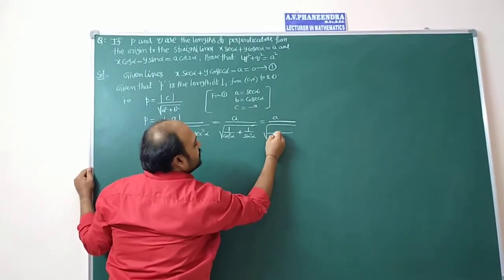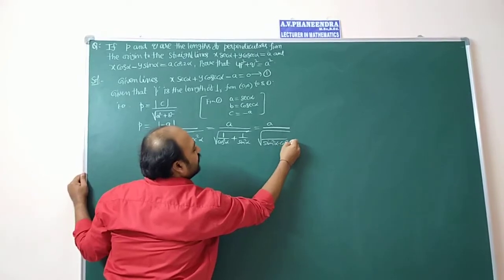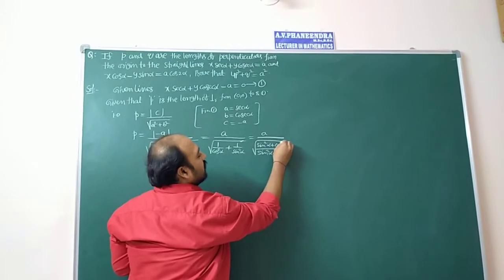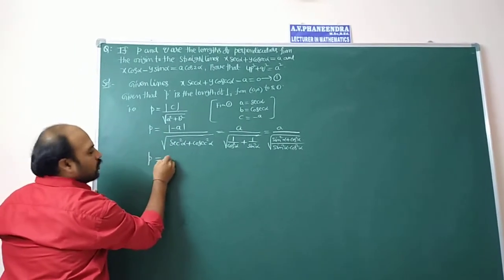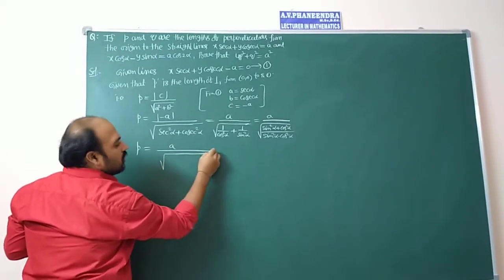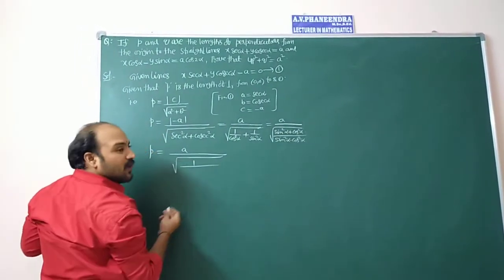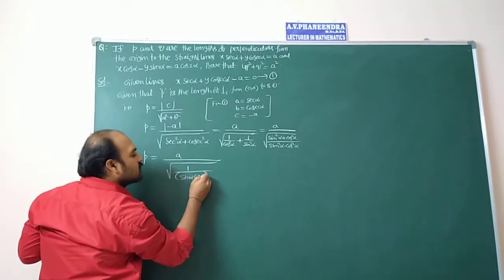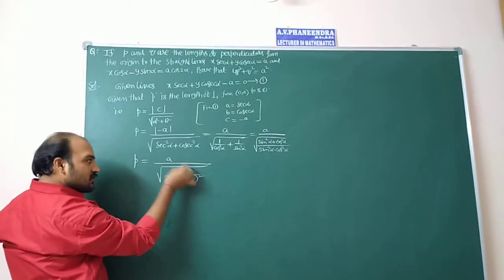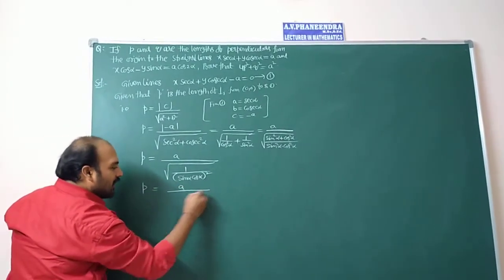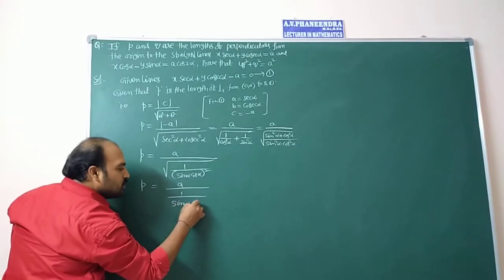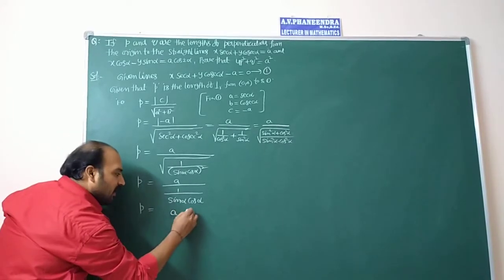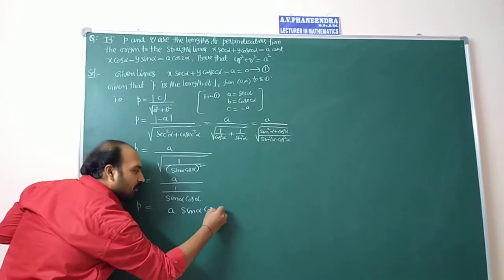Take LCM here, sin square alpha into cos square alpha in the denominator. So in the numerator it will become sin square alpha plus cos square alpha. P equal to a divided by square root of, in numerator sin square alpha plus cos square alpha value is 1, and denominator both are having squares, so we can write it as sin alpha cos alpha whole square. Root and square cancel. P equal to a by 1 by sin alpha cos alpha. Denominator of denominator becomes numerator. P equal to a into sin alpha into cos alpha.